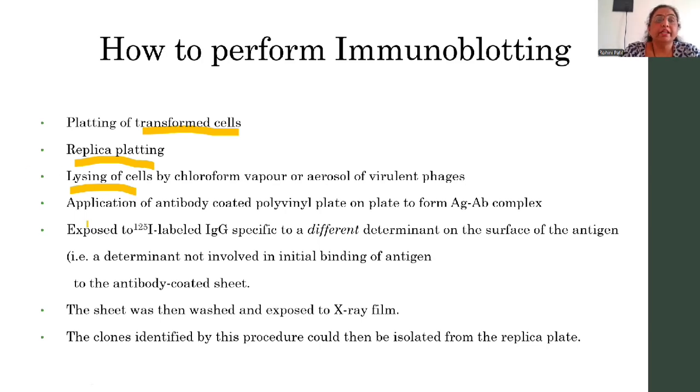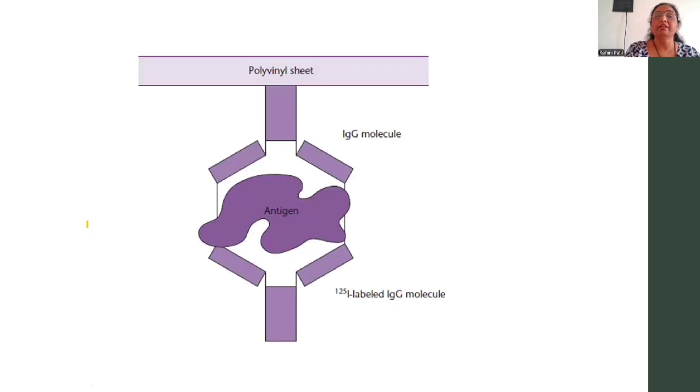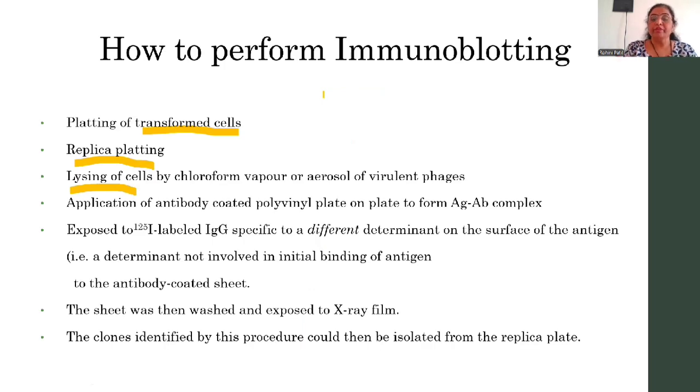Second, after lysing the cells, the contents of the cells come out, and the proteins placed in the cells also come out. Now a polyvinyl sheet is used, and this sheet is coated with an antibody, an IgG antibody. The transformed cells which are lysed on that plate are what you are going to cover.